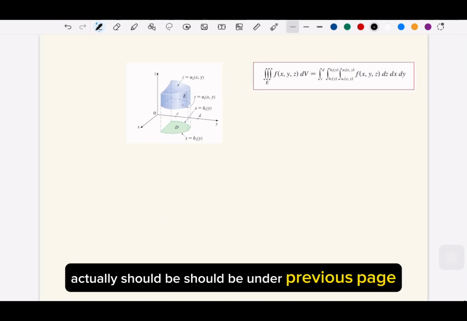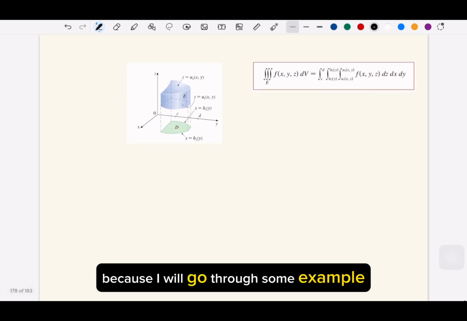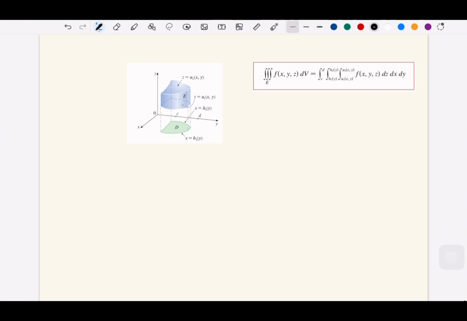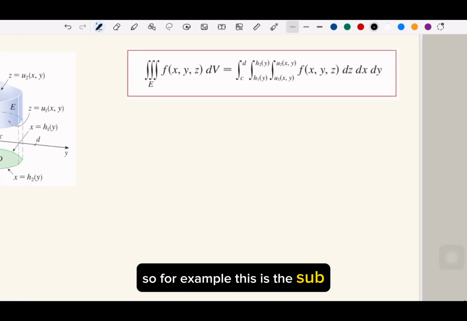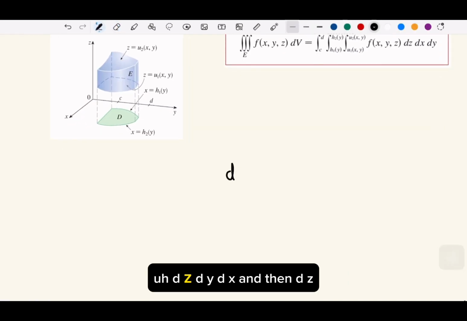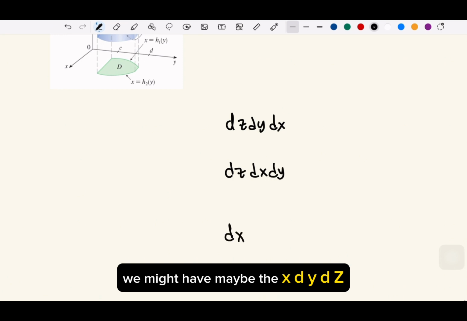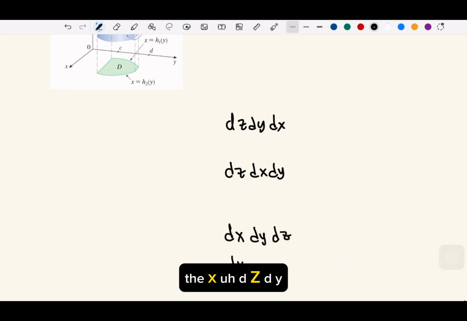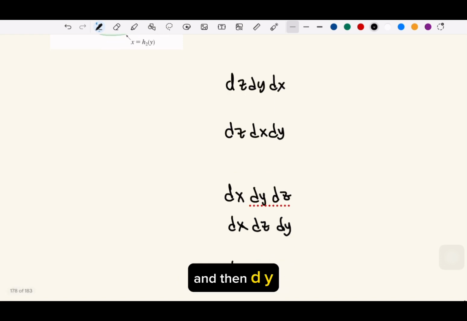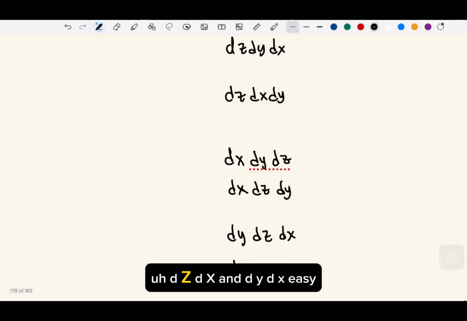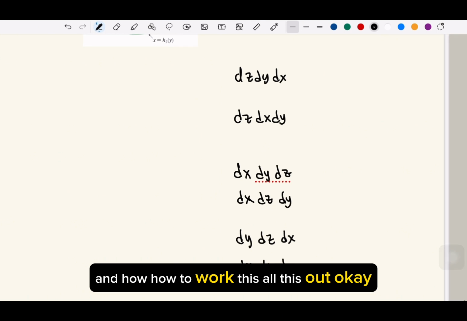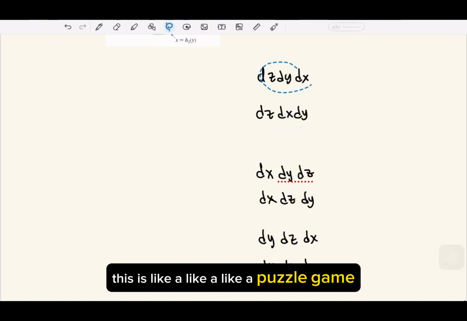So this should be on the previous page because I will go through some examples. And you need to remember that there will be 6 combinations. So for example, so far we have dz, dy, dx, and then dz, dx, dy, right? We might have maybe dx, dy, dz, dx, dz, dy, and then dy, dz, dx, and dy, dx, dz. And how to work all this out, okay? I don't want you to memorize, but you need to see, this is like a puzzle game, okay?